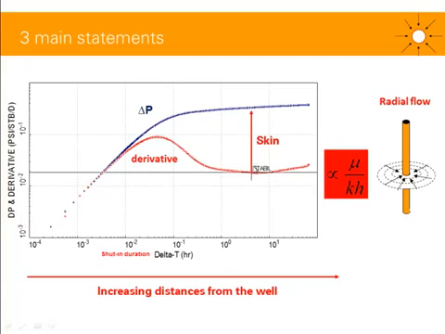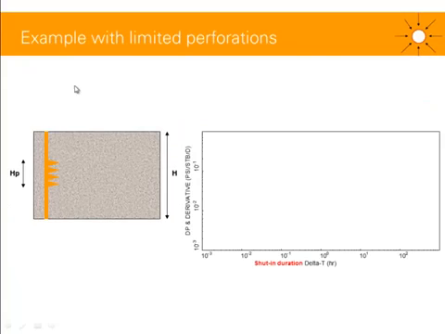The vertical separation between the two plots is indicative of the skin, and delta T could be replaced by the radius from the well. Small delta T, you are looking near the wellbore. Large delta T, you are looking further away from the well. Right, let's have a look at an example with limited perforation. So this is a vertical well, limited perforation here, with perforation height equal to hp, and a reservoir with a net reservoir thickness equal to h.